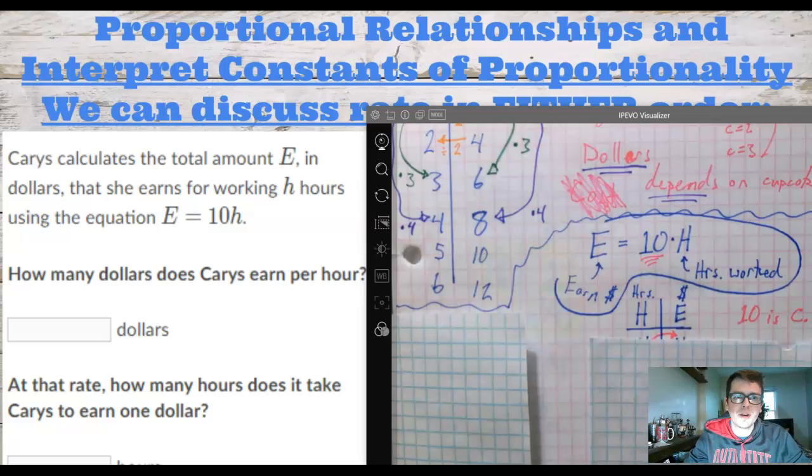I think what you said is right. If we make a table out of this situation and start plugging in values for H, we can find more values for E. So I'm actually going to bring all of our rooms back together.